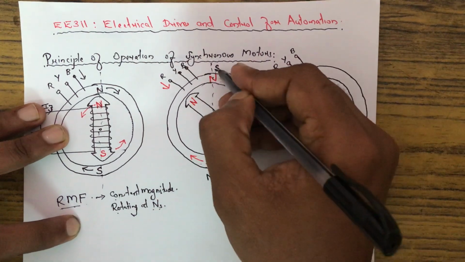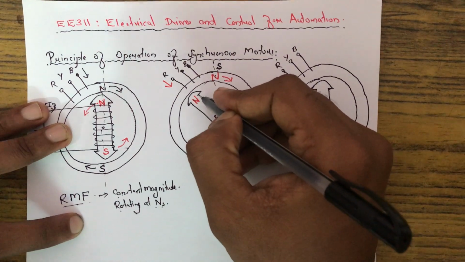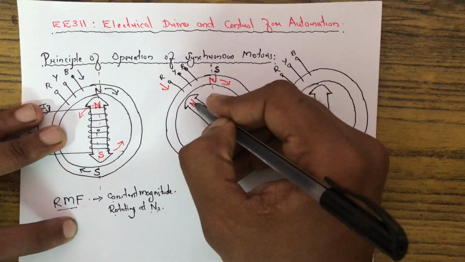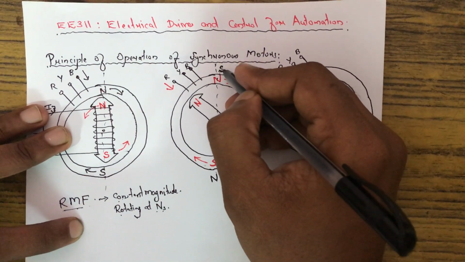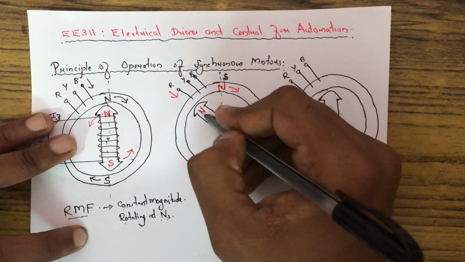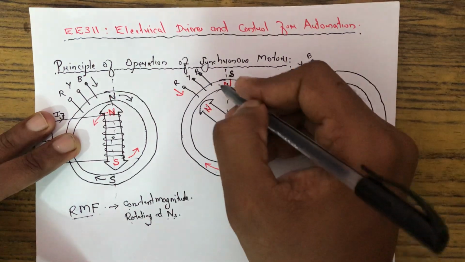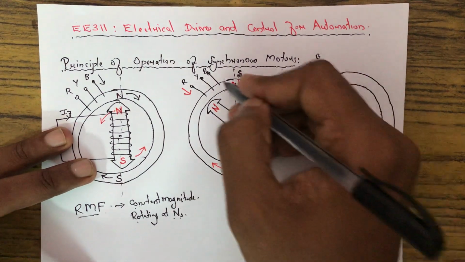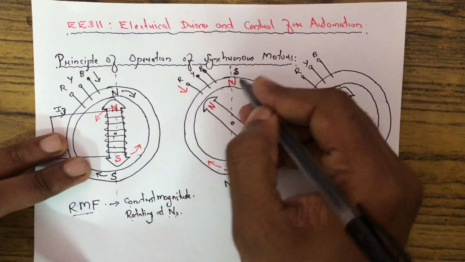Then the north and south get attracted, then this rotor will try to move to this side, right? Then the rotor will be trying to get attracted to this south pole, and if the north pole and south pole get locked, then the rotor will be rotating at the same speed as the stator poles, right? That will be running at synchronous speed. Then the rotor will be running.